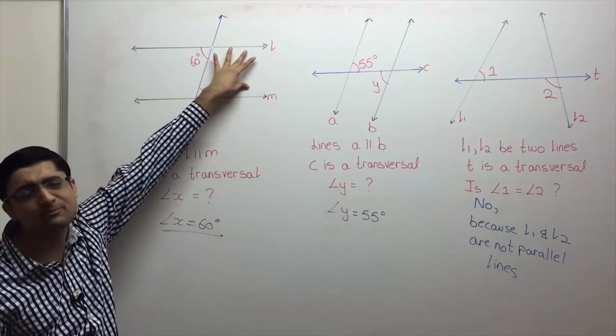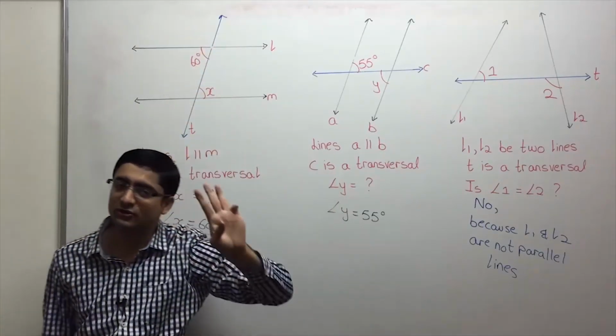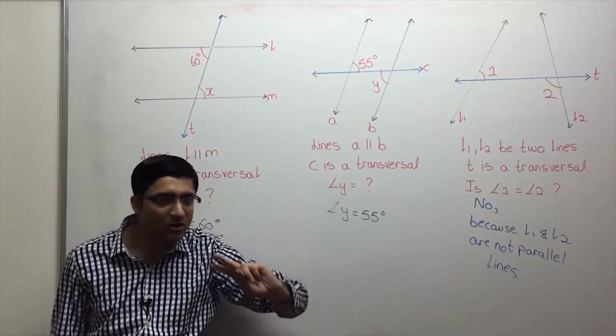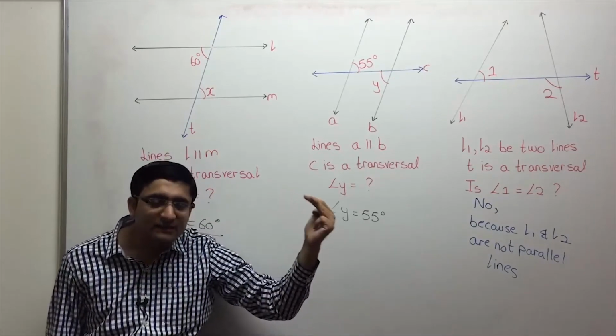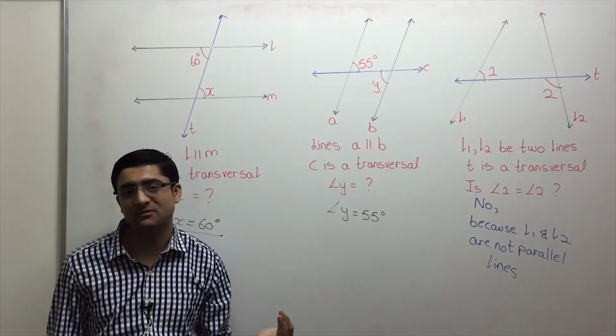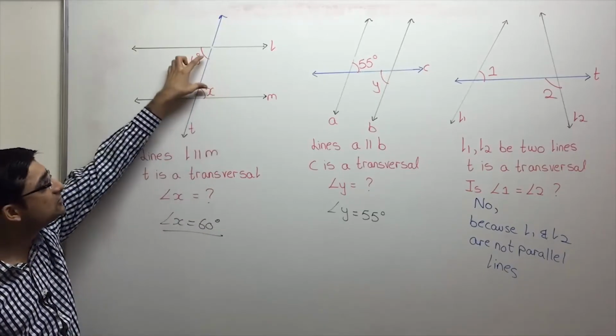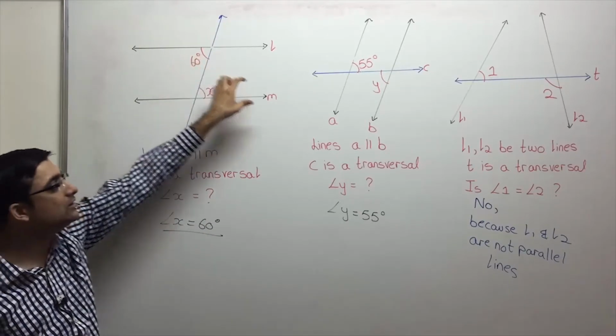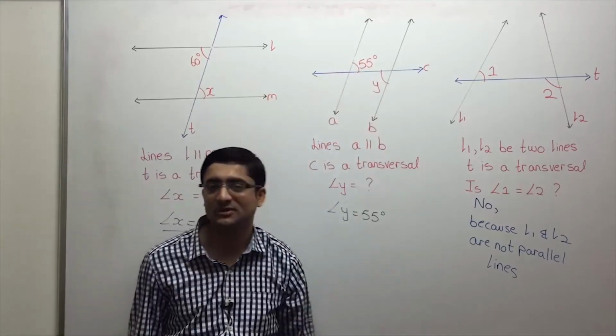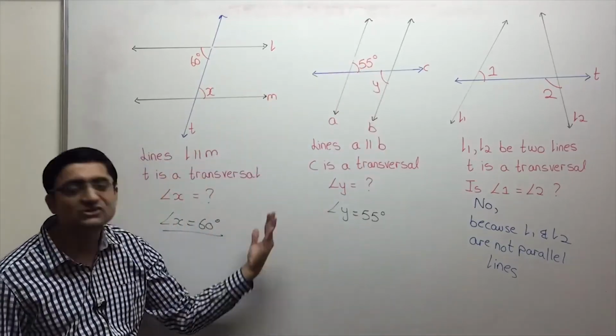So the moment you see parallel lines and a transversal, recall three things. Corresponding angles are equal, alternate angles are equal, and interior angles on the same side of the transversal are supplementary. Right? Next, get the relationship between the known angle and the unknown angle. So these are alternate interior angles, they're equal. Right? So let's practice more examples on this concept.